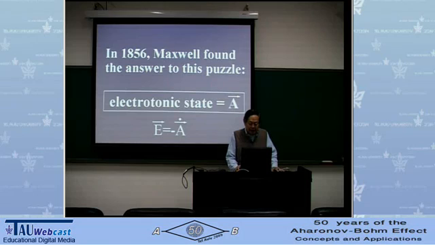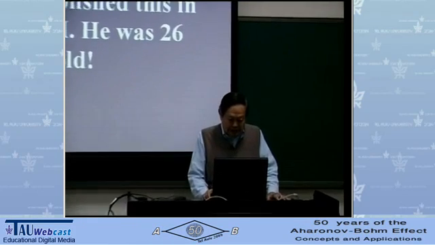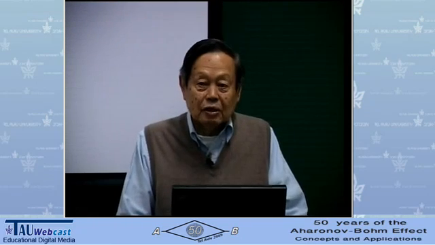In 1856, Maxwell found the answer to this puzzle, and that was that the electrotonic state was the vector potential. In modern notation, we would write E equal to minus A dot. He published this in paper 1. He was 26 years old.